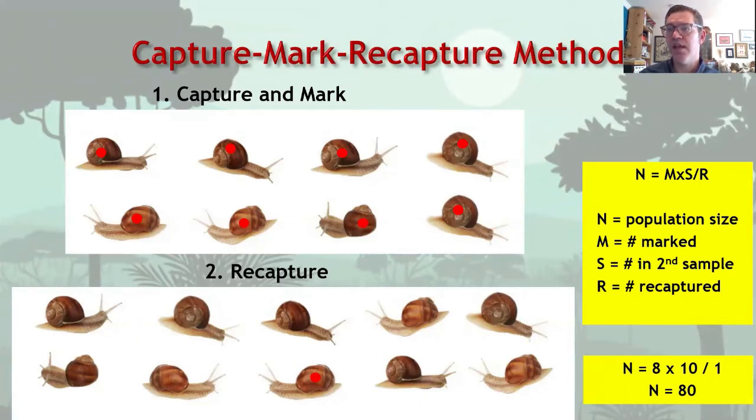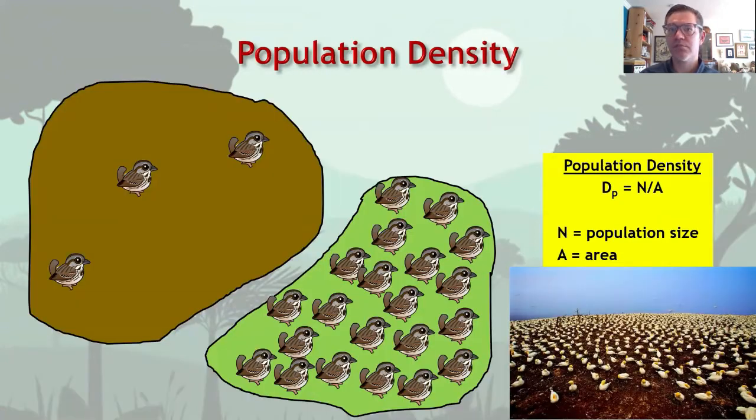In this case, 8 snails marked times 10 snails caught on day 2 divided by the 1 snail we captured means the population has 80 snails. What if we recaptured more marked snails? Our estimate goes up. What would the population estimate be if we recaptured 6 snails?